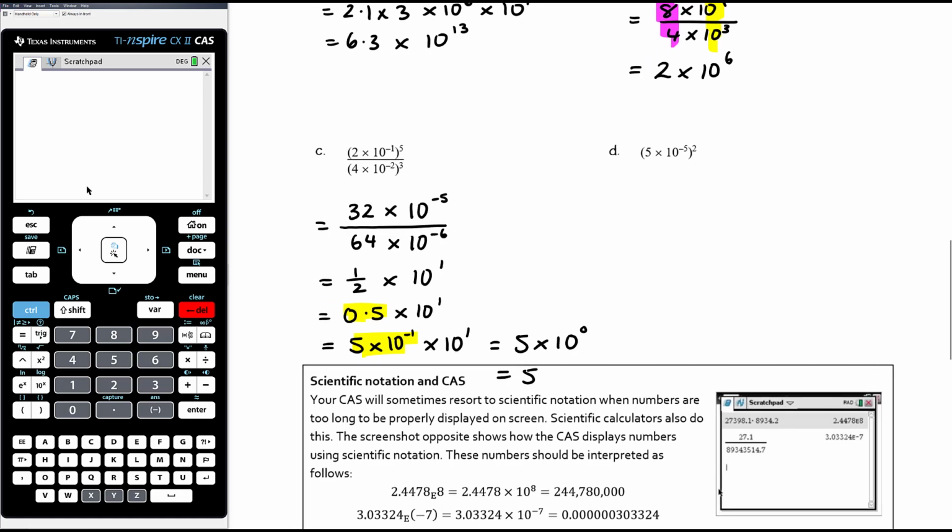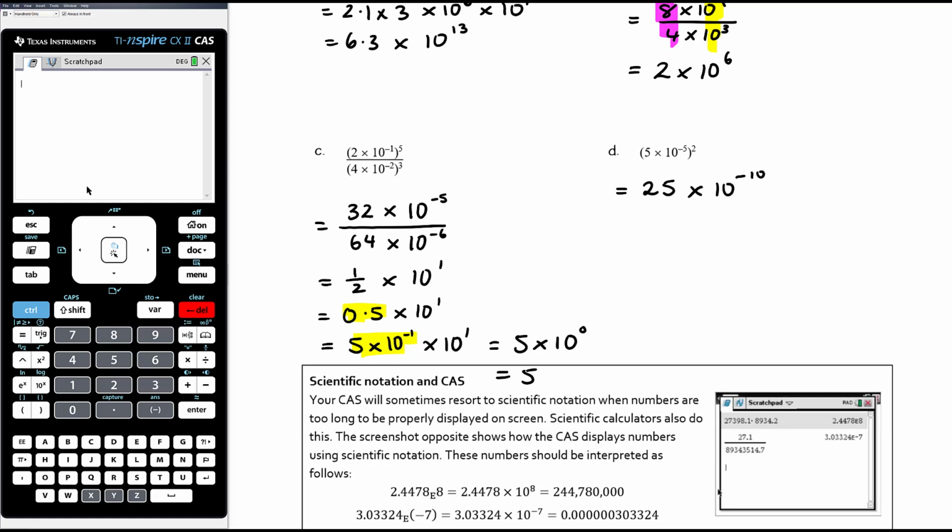Okay, 5 times 10 to the negative 5 all squared. So that's going to be 5 squared, which is 25, times 10 to the negative 5 times 2, 10 to the negative 10. Now, once again, 25 is not between 1 and 10. So I need to write that as 2.5, and it's 2.5 times 10. So I'm not worried, I'm just focused on that, first of all. So that's 10 to the 1. They are the same thing. And then it's still times 10 to the negative 10. So now we combine together those powers of 10. So we've got 2.5 times 10 to the power of 1 plus negative 10 is negative 9. So that's our answer in scientific notation.